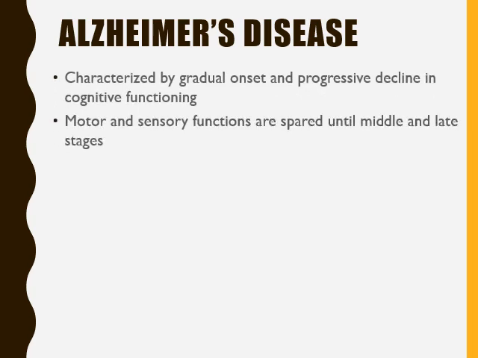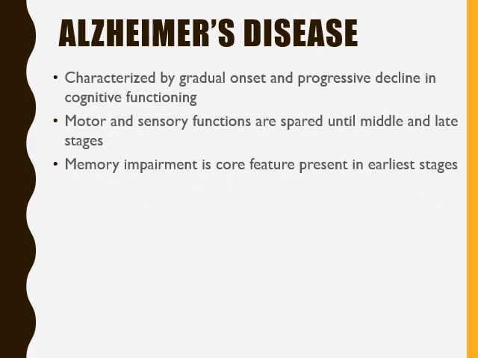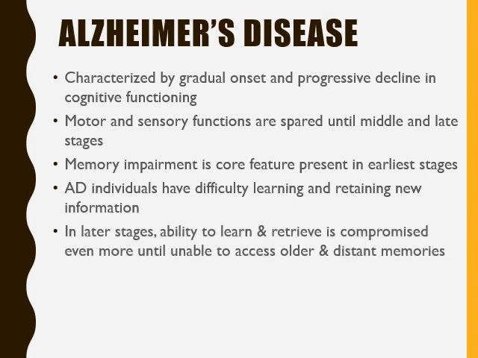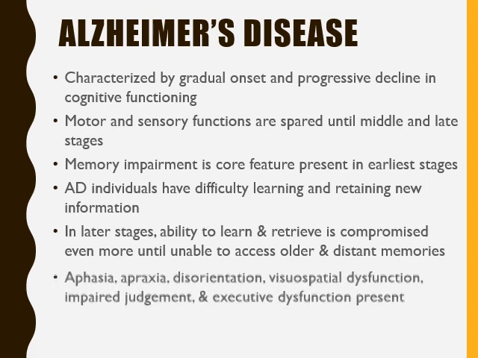So basically, you're looking at a gradual onset progressive decline of cognitive functioning, and this is both motor and sensory. Memory impairment really goes first because that is the core feature that you see in your earliest stages. So basically, we're looking at forgetfulness. And then as the stages go later on, the person becomes unable to function anymore because they can't retrieve any memories on how to do things anymore.